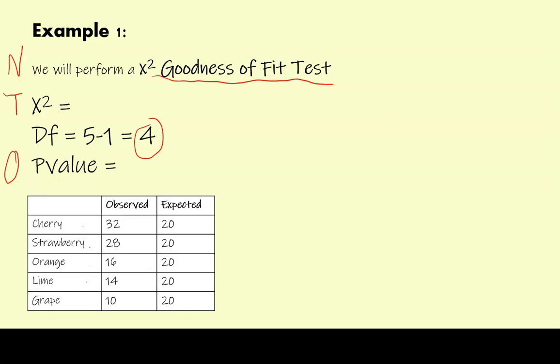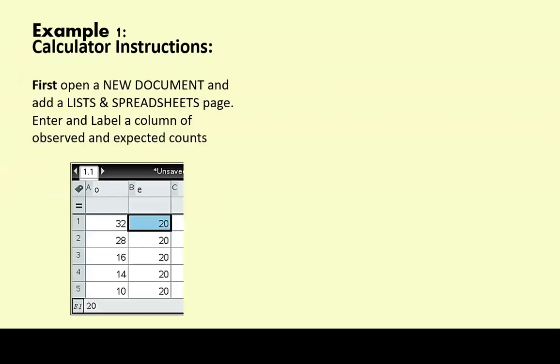Now, I'm going to do this in my calculator. So here are those steps. In your TI-Nspire, the first thing that you're going to do is open a new document, and you're going to add a Lists & Spreadsheet page. In that Lists & Spreadsheet page, you're going to enter and label a column of observed and expected counts. And it's really important that you label which ones are the observed counts and which ones are the expected counts. You have to label those because in a minute you're going to have to choose which one is which. So I usually call them O for observed and E for expected.